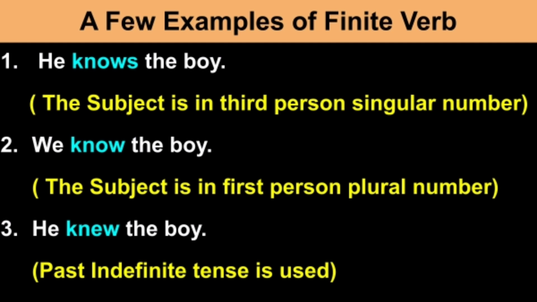In the second sentence, we know the boy. The subject we is in first person plural number. That is why the verb know is used and no s is added to the verb know. In the third sentence, he knew the boy. The verb knew is in past indefinite tense. That is why the past form of the verb know, which is knew, is used. So these three verbs are finite verbs.